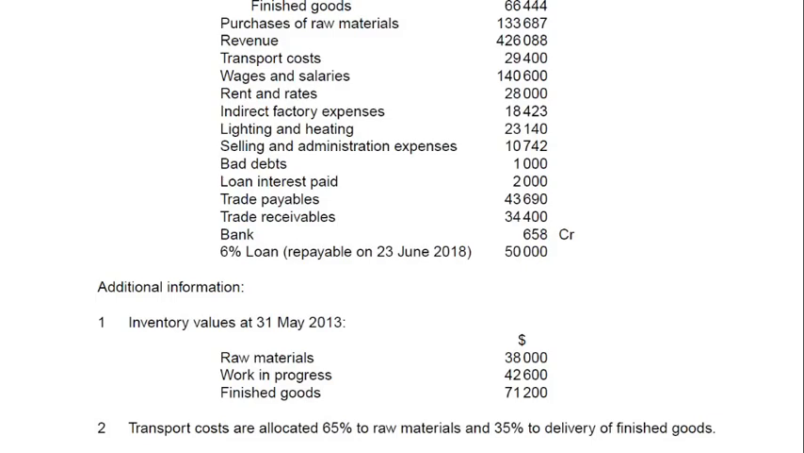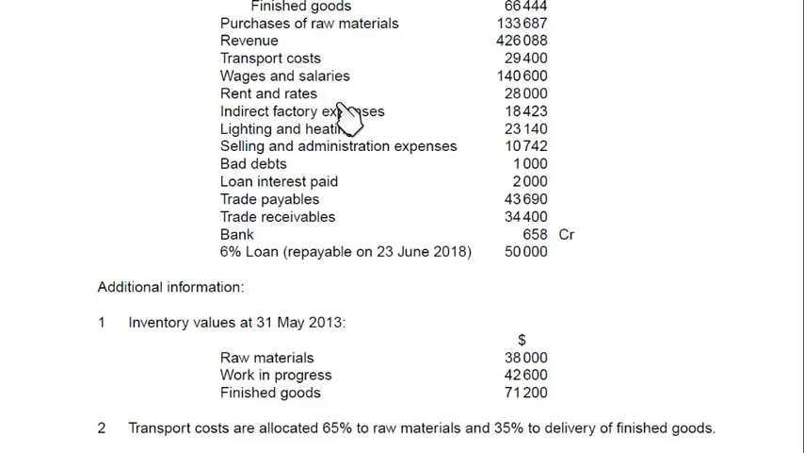And then for the remaining 35% of the transport cost, we will multiply 29,400 by 35%, and this 35% is carriage outward. This is the delivery cost of finished goods. So delivery cost will be charged as an expense when we make the income statement later. Then we have wages and salary. We will be discussing wages and salary in detail in the near future.